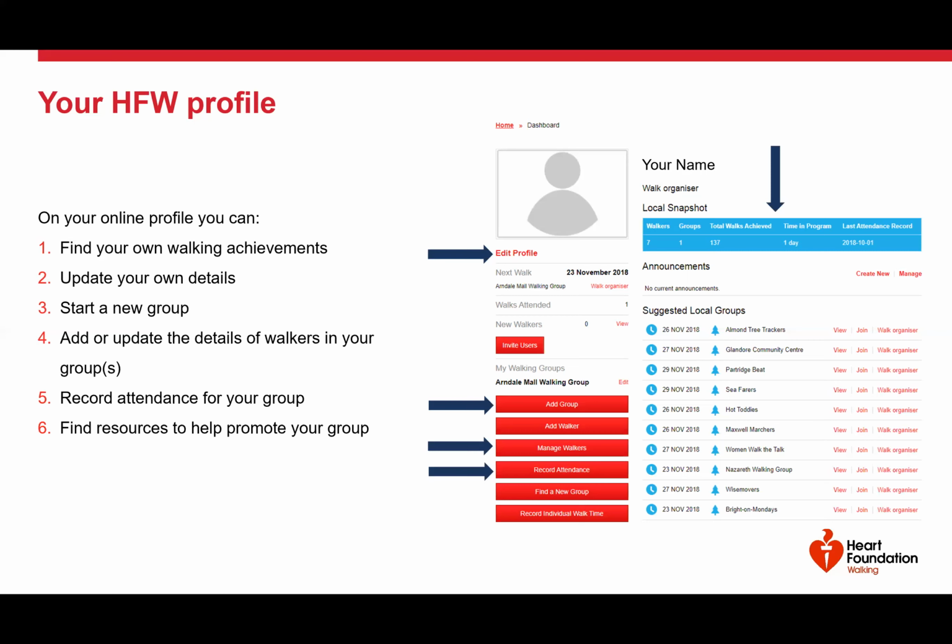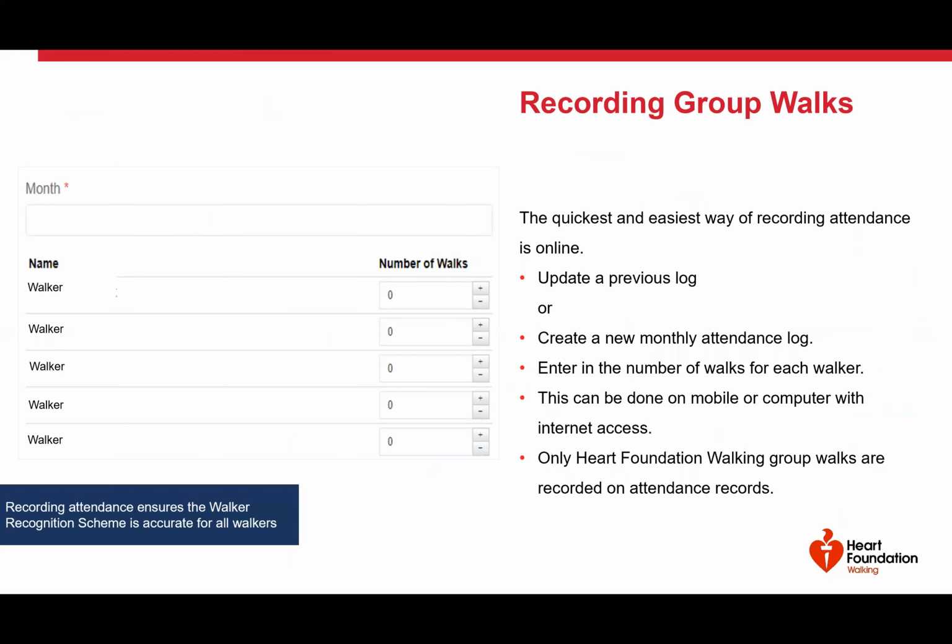One of the most important functions of your online profile is that you can record group walks. The quickest and easiest way of recording attendance is online. It's important that all group walks are recorded because this will ensure that the walker recognition scheme is accurate for everybody. And only walkers that are registered and have had their attendance records submitted can be included in prize draws and the walker recognition scheme.